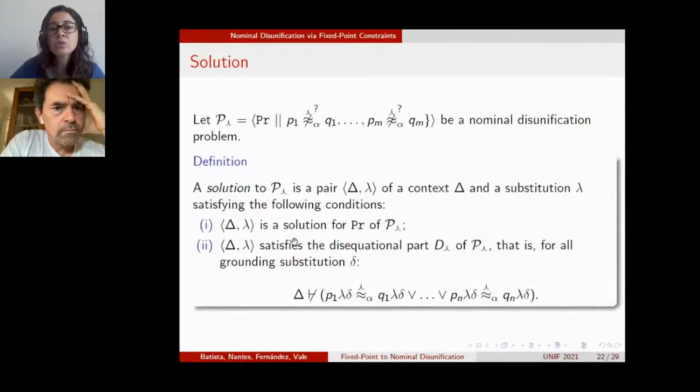So a solution to a disunification problem would be, given a problem PR with several disequations, a solution nabla lambda, delta lambda would be a solution of PR. It satisfies every equation in PR, and it satisfies the disequational part, which is this set of disequations of P. What it means to satisfy the disequational part is that it cannot satisfy the associated equations, okay? So for us, a solution is going to satisfy the equations and not satisfy the associated equations.